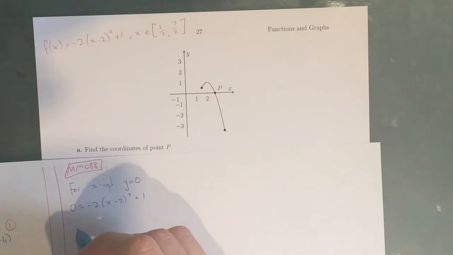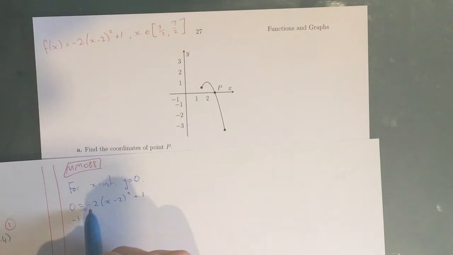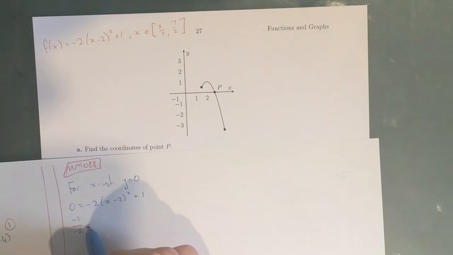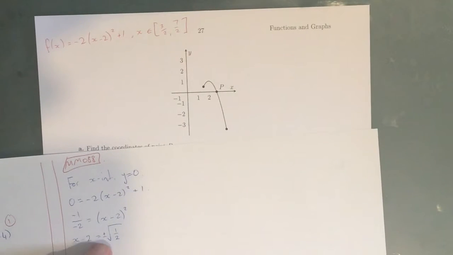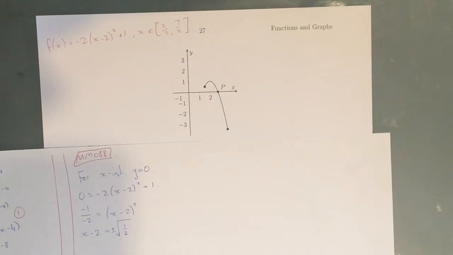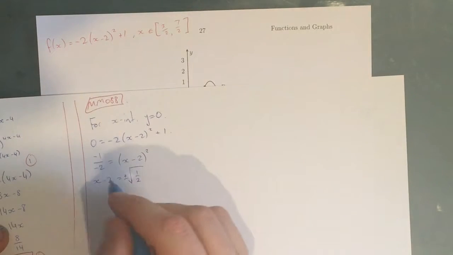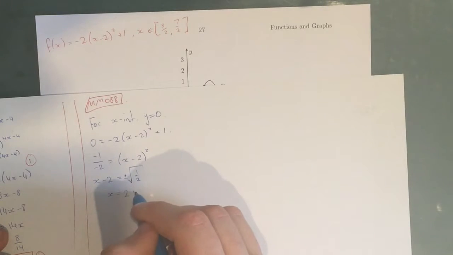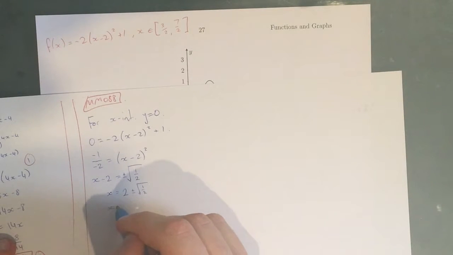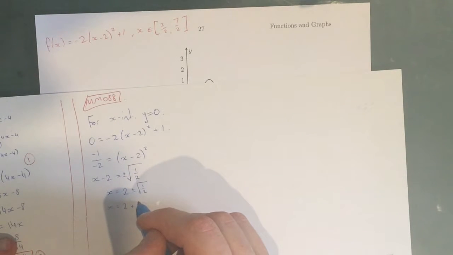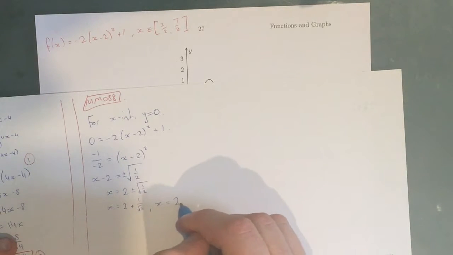So what's our first step? We take 1 to the other side, get -1, and then we divide both sides by -2, giving 1/2 equals (x take 2) squared. We square root both sides and we get x take 2 equals plus minus the square root of 1/2. Always remember this plus minus. That is extremely important. So then from here, x equals 2 plus minus the square root of 1/2, which means that you get x equals 2 plus 1 on root 2, and x equals 2 minus 1 on root 2.